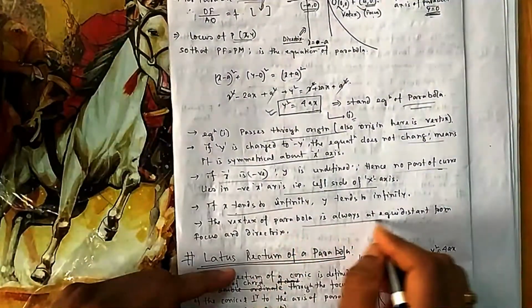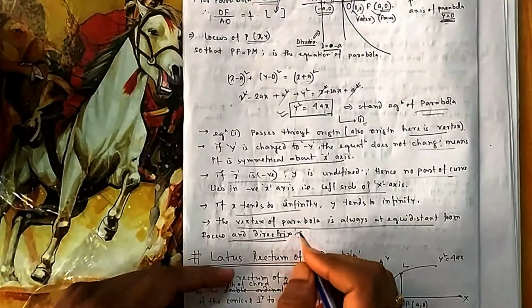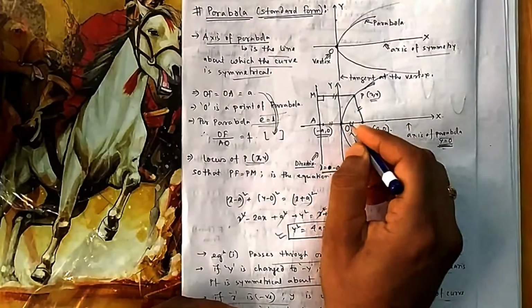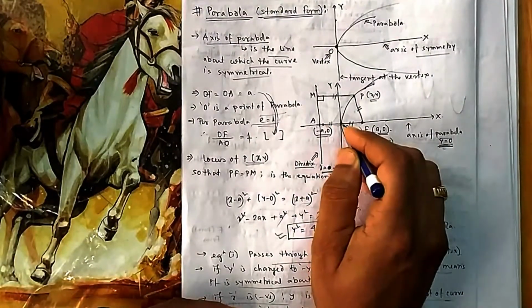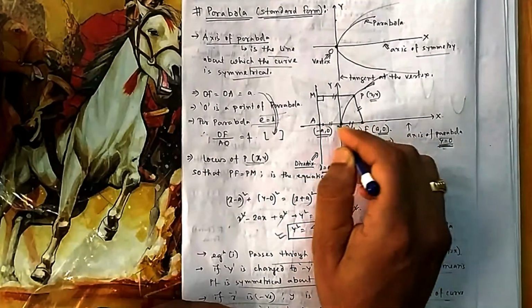The vertex of the parabola is always equidistant from the focus. This is very important, so you have to always remember it. I think by now you know the vertex is always equidistant from the focus and the directrix, or you can say it is at the midpoint of the distance between the directrix and the focus, because this length and this length have to be equal.